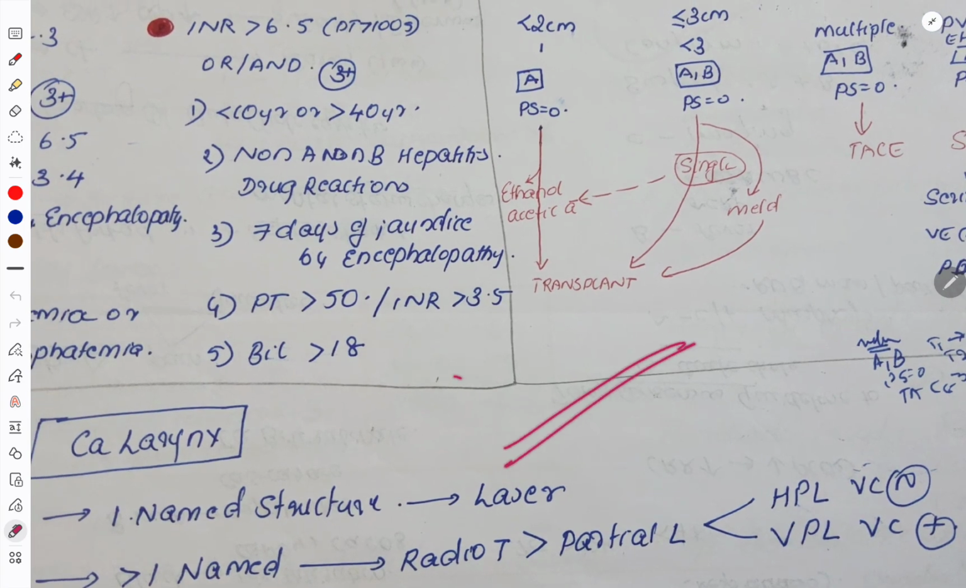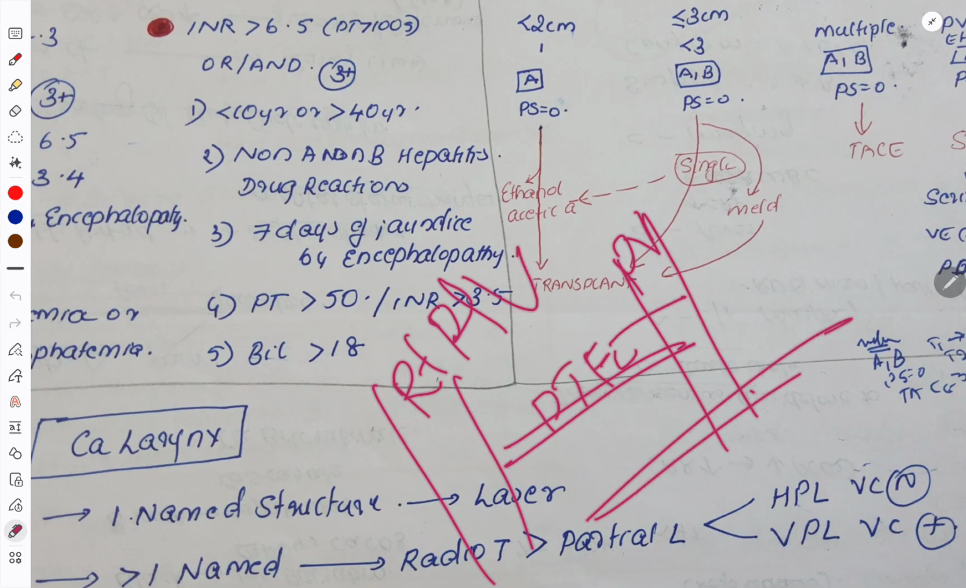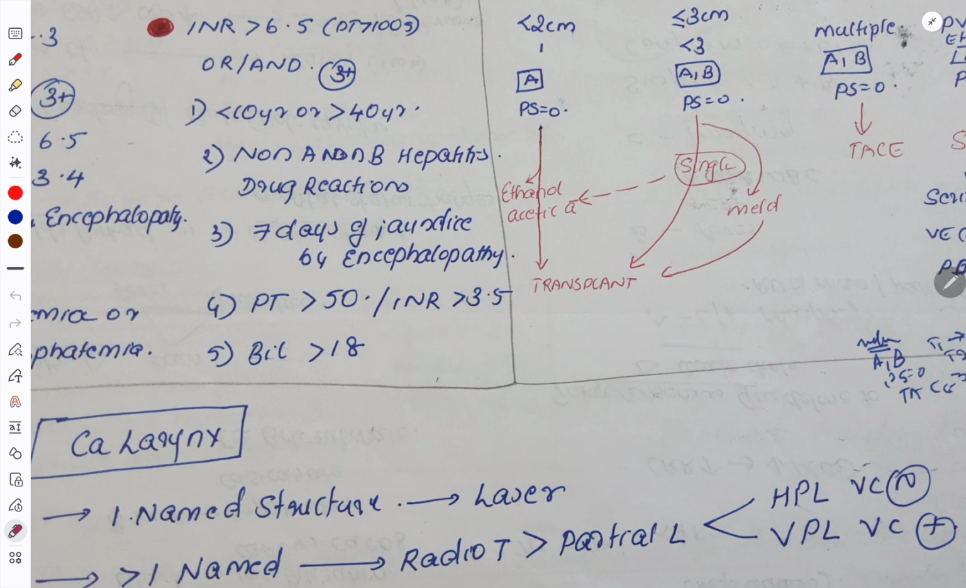To connect the two veins, that is the portal vein and the right branch of the hepatic vein, use PTFE, polytetrafluoroethylene. Now there are two types of shunts: one is selective shunt and the other is non-selective shunt. What is a non-selective shunt? In a non-selective shunt, the entire portal blood is diverted into systemic circulation, where the patient will develop encephalopathy.